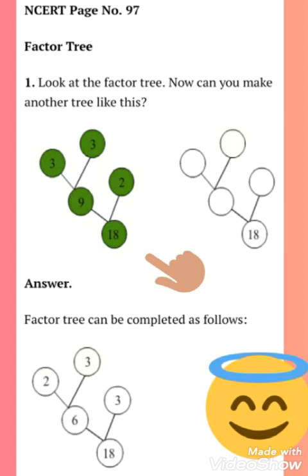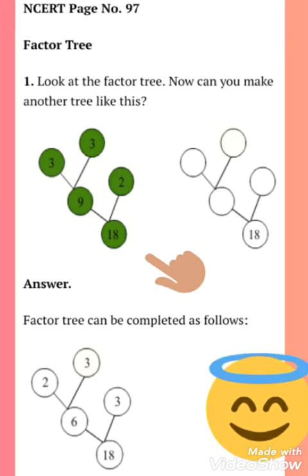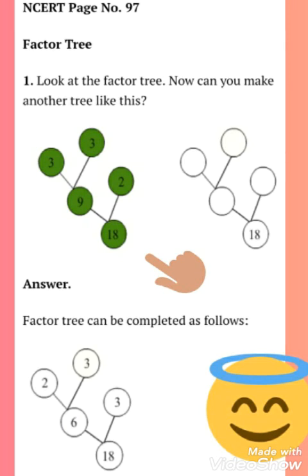First, from the downward side it is written 18, and from 18 two branches are going up. You can see 9 and 2. Why are we writing 9 and 2? Because 9 into 2 equals 18. So these two branches, when they are going up, we all know 2 is a prime number, so we cannot divide it or split it into smaller parts.